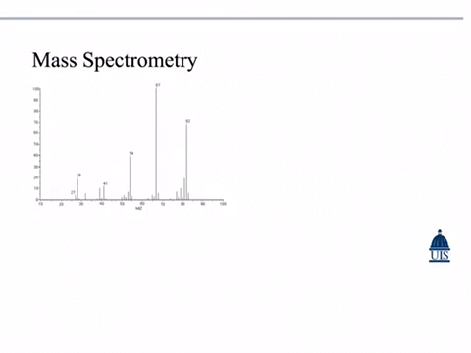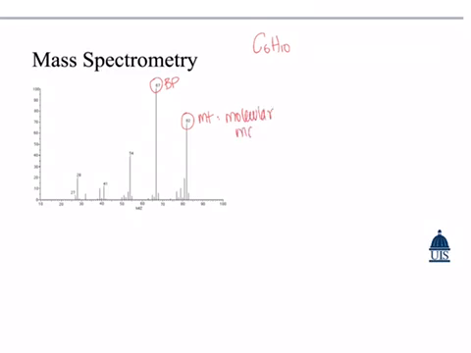The first thing we're going to do is analyze mass spectrometry. The formula is C6H10. To begin with, we see that we have a base peak at 67, and our M+ is 82, which indicates the molecular mass of our compound, C6H10. Then we have to look at the difference between the important peaks and the M+.